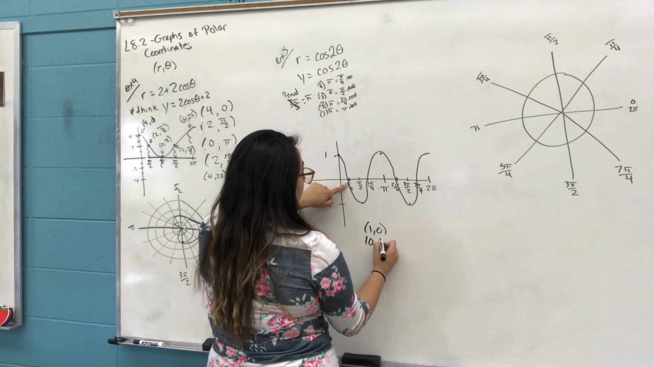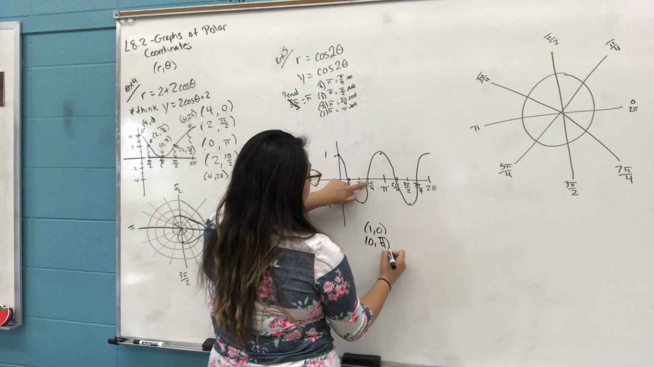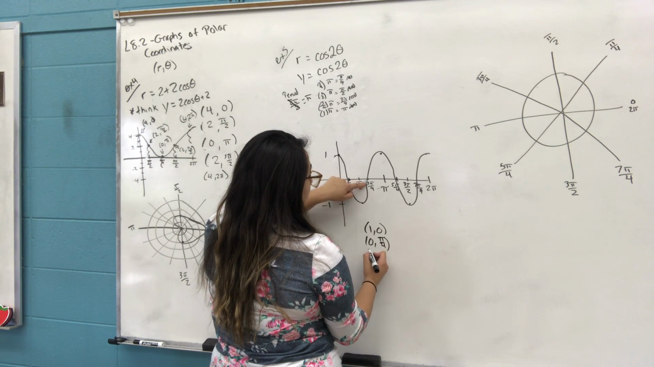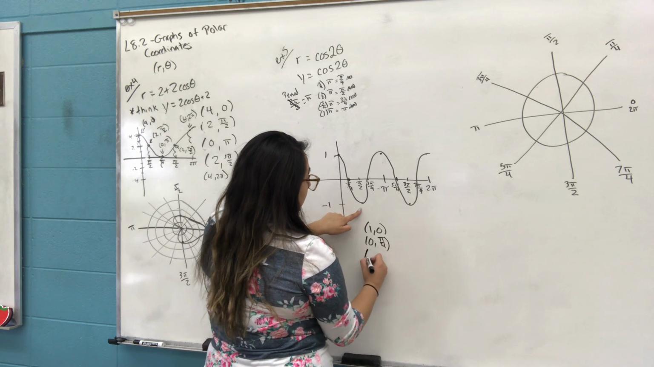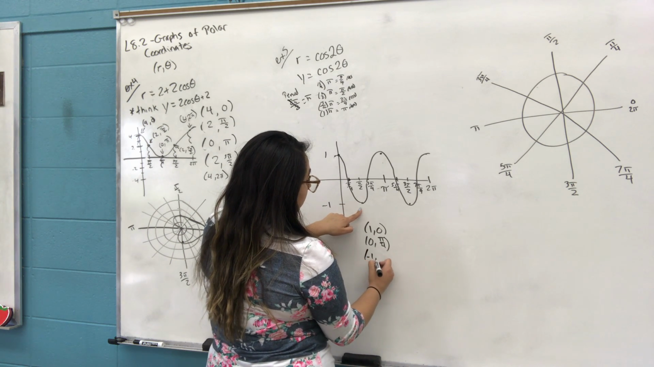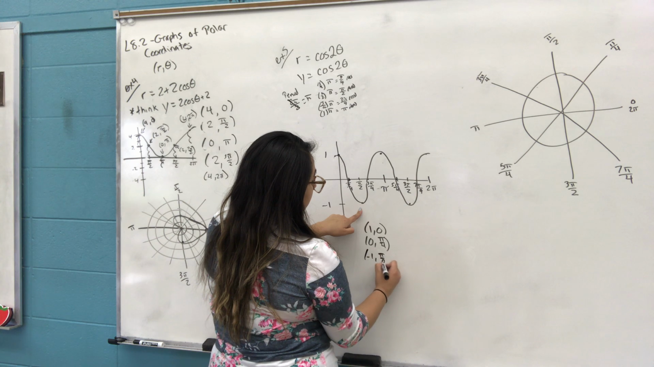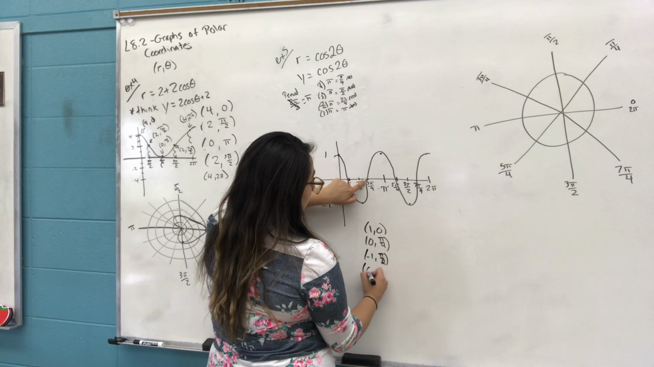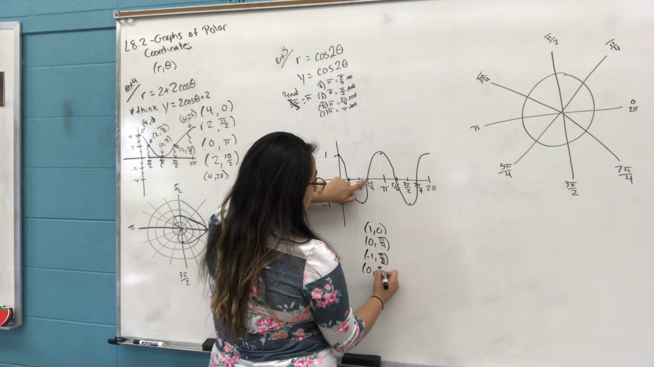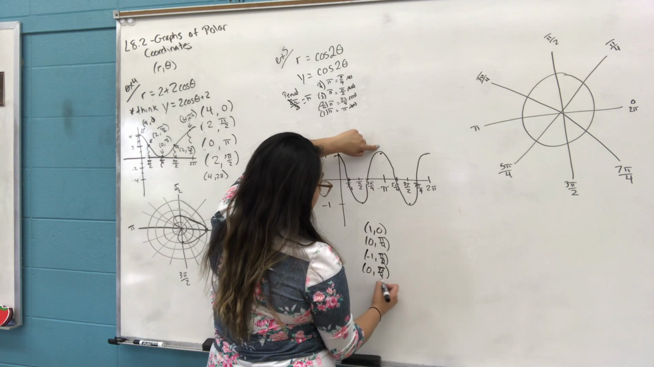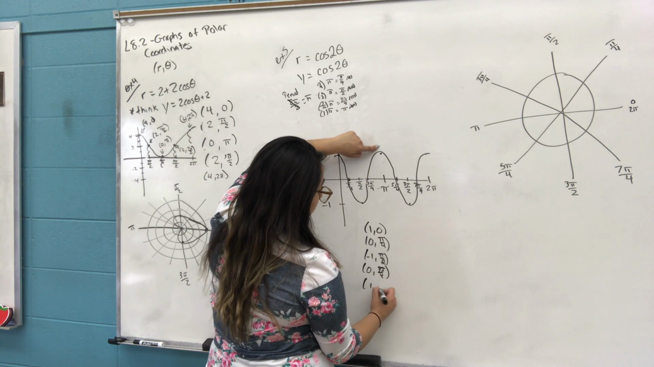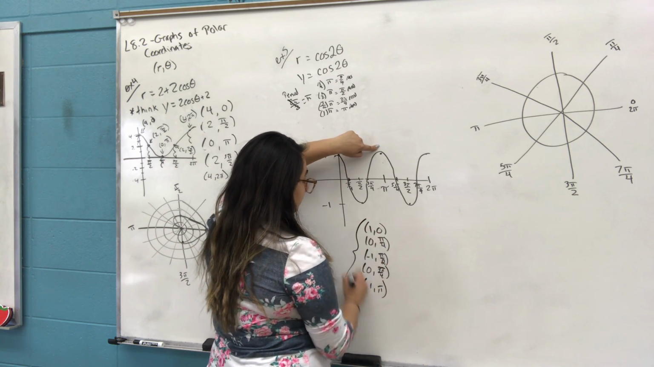Here I went to 0 at π/4. Then down here, at -1, it hits π/2. Then back at 0, it's 3π/4. Back up here, 1 at π. This is one whole wave.